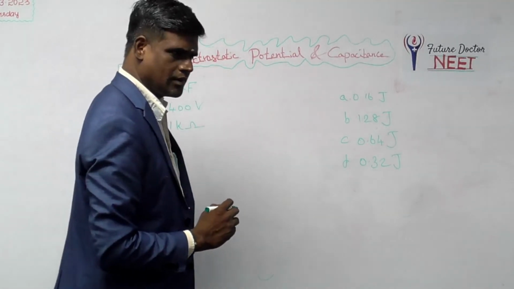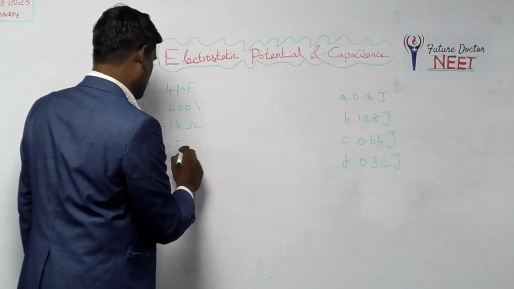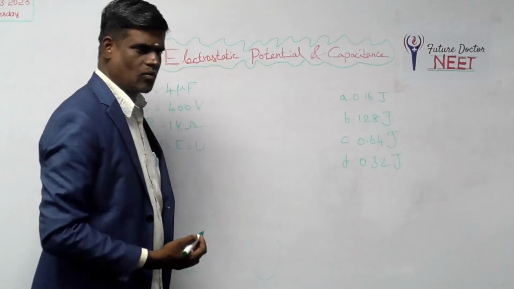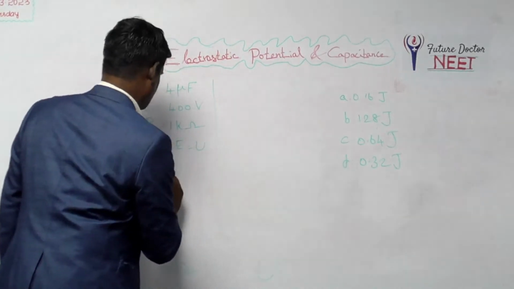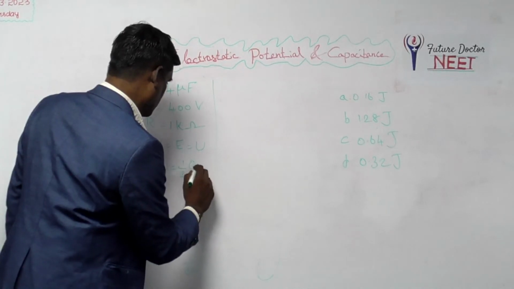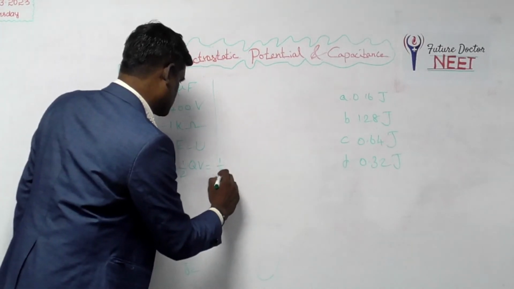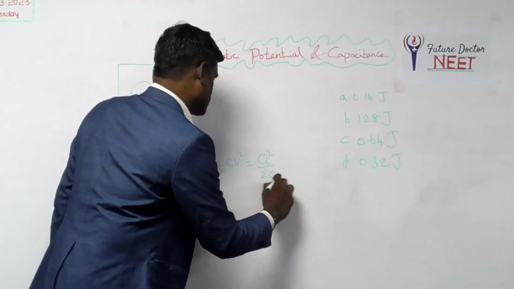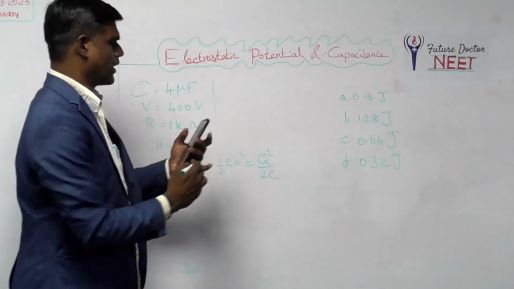What do you want to find? Heat produced. Heat produced is equal to energy, U. Yesterday we said, what is the energy of the capacitor? U equal to yesterday's formula. We have three formulas, with Q and V: U equal to half QV, another formula U equal to half CV square, another formula Q square divided by 2C. In this, only one formula you are going to apply. Check which formula and apply and find the answer.